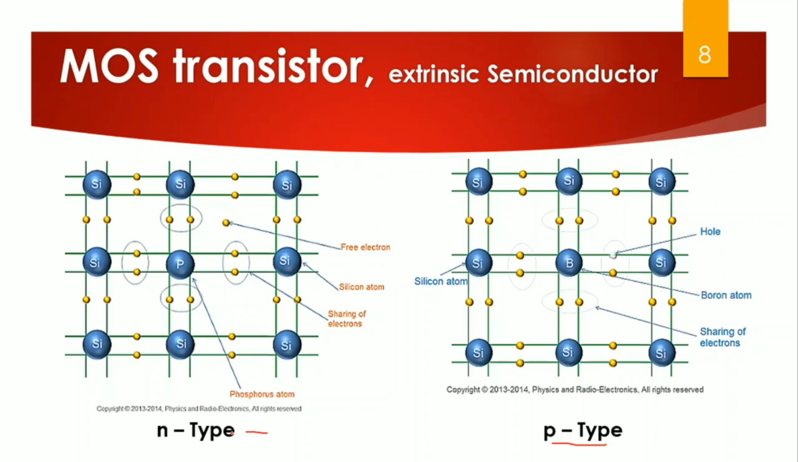In N-type material, we add a pentavalent impurity like phosphorus. This phosphorus gives us a free electron. It gives us a free electron for conduction at 0 degree Kelvin itself.